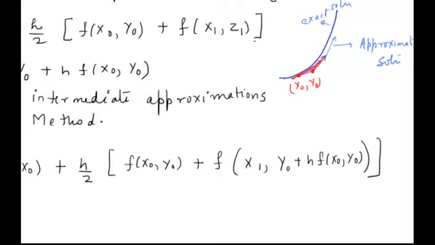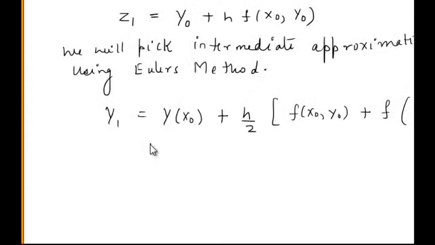So now you can see this y1 is now free from y1 on the right hand side. So we can get the value of y1. So like this we keep on finding the values. So let's write the steps of the improved Euler method scheme.